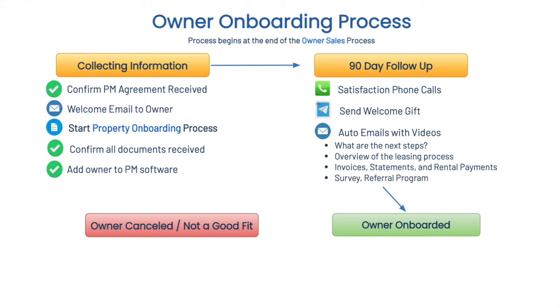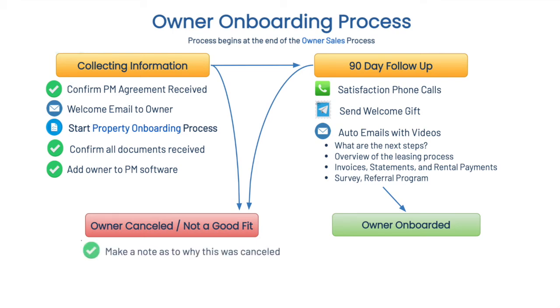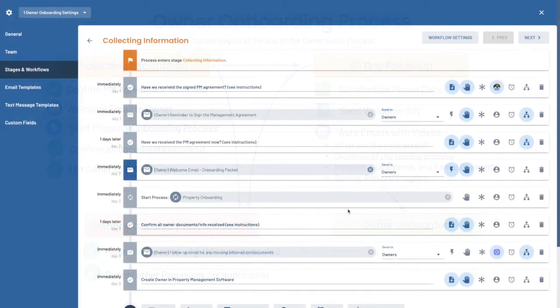But if the owner canceled at any point or you determined it wasn't a good fit, there are 2 canceled stages you can move the process into and add a note as to why the process was canceled. Now, note that there is conditional logic built into the process to generate follow-up emails if you haven't received the property management agreement or all of the onboarding documents.